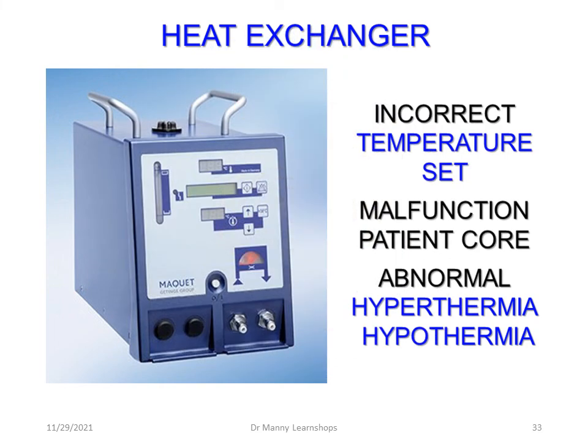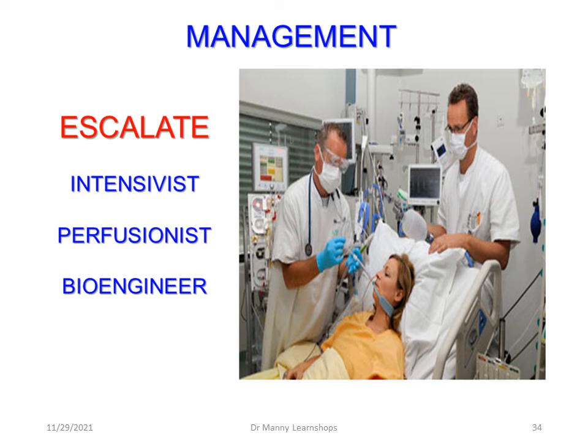Then you've got the heat exchanger. You observe for the correct temperature set, not the incorrect. This could result as a result of malfunction. The patient's core temperature could be abnormal, reflecting hyperthermia or hypothermia. The management: escalate to the intensivist, the perfusionist, the bioengineer, your immediate supervisor. Always escalate if you have a problem or you think that there's a problem. Better to err on the side of caution.